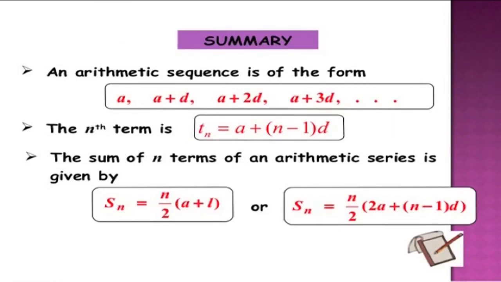So we come to the summary of what we have learned today. An arithmetic sequence is always of the form a, a plus d, a plus 2d, a plus 3d. The nth term of an arithmetic progression is always given by Tn or An is equal to a plus (n minus 1) d, and the sum of n terms of an arithmetic series is given by Sn is equal to n by 2 (a plus l), or Sn is equal to n by 2 (2a plus (n minus 1) multiplied by d).